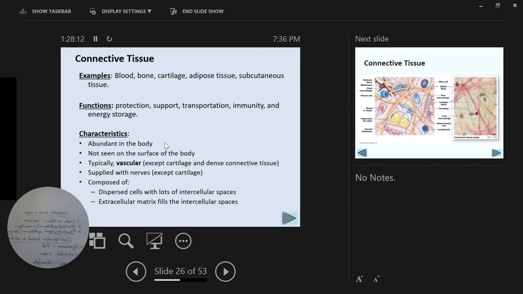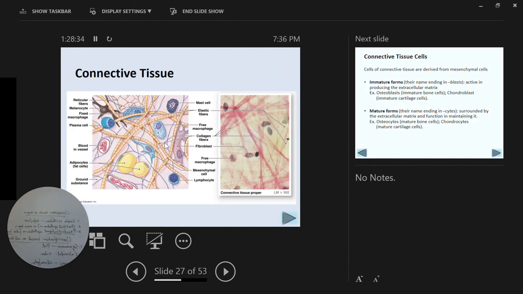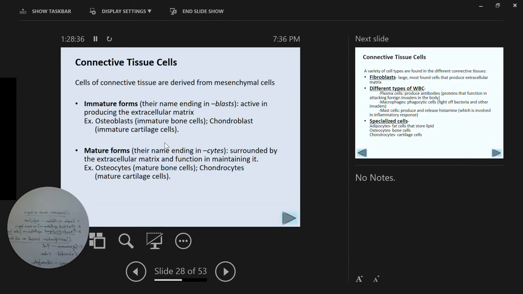Vascular, except for cartilage and dense connective tissue. You don't want to forget this because it's a good question. Now they are supplied with nerves as well, except for cartilage. That's also good. They are composed of dispersed cells with a lot of intercellular space, and extracellular matrices fill the intercellular spaces. I'm just rushing that. So just read through the images and learn them. Connective tissues are very interesting to learn.